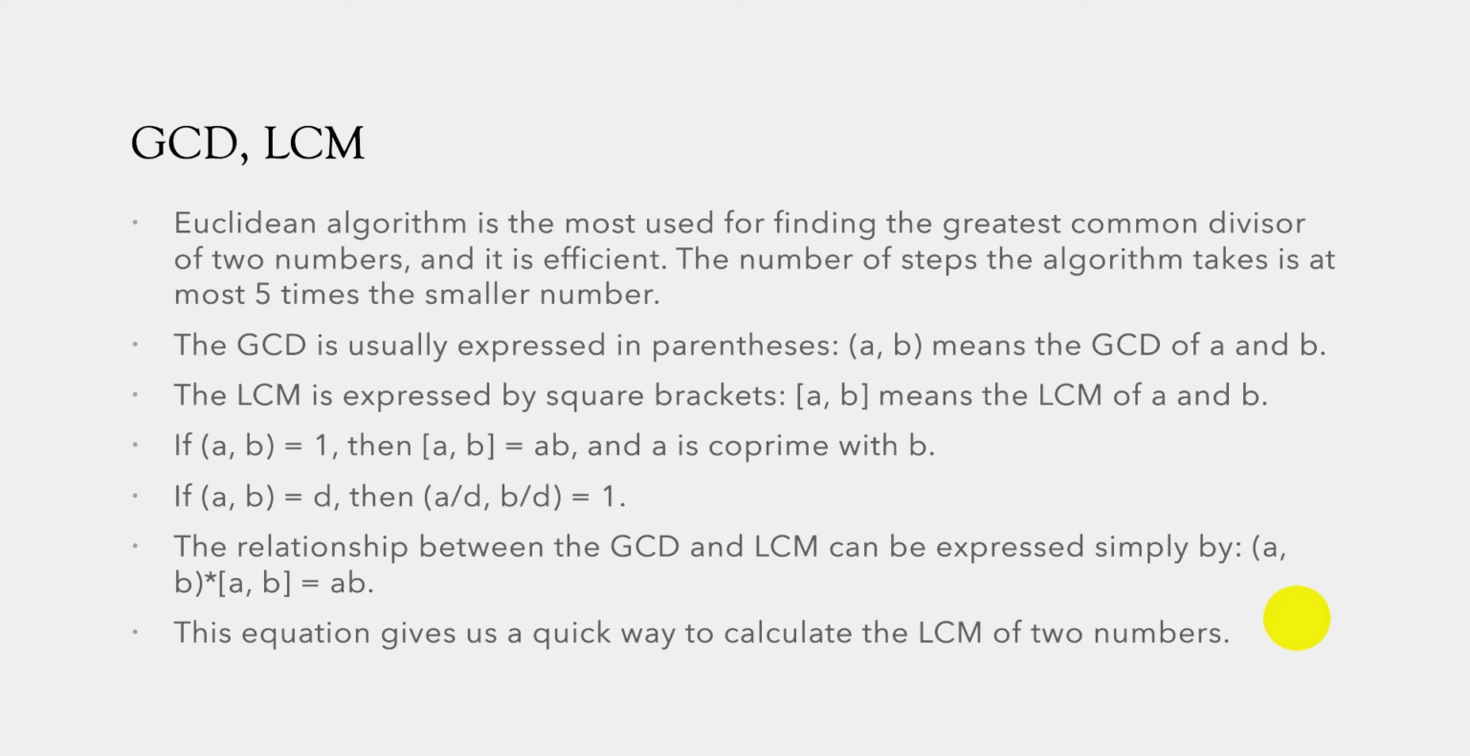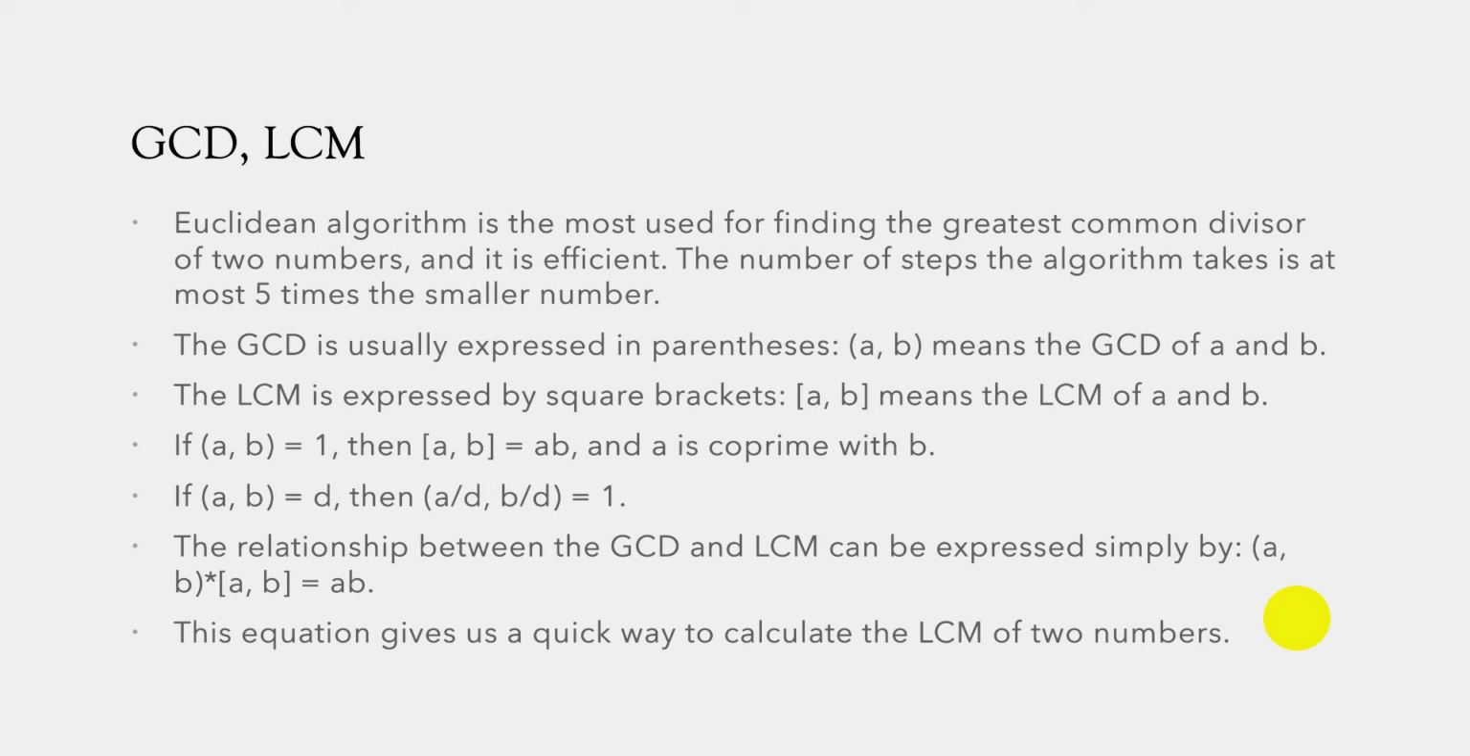The number of steps the algorithm takes is at most 5 times the smaller number. 5 times the smaller number may seem like a lot of steps, but it isn't compared with something like the smaller number to the power of 10 amount of steps. Because it's not squaring it or anything, it's just timesing it by 5, so the number of steps is very little. The greatest common divisor is usually expressed in parentheses.